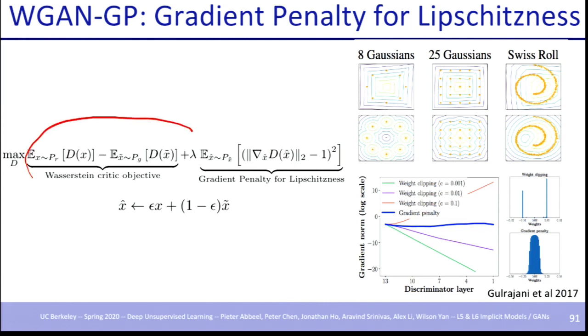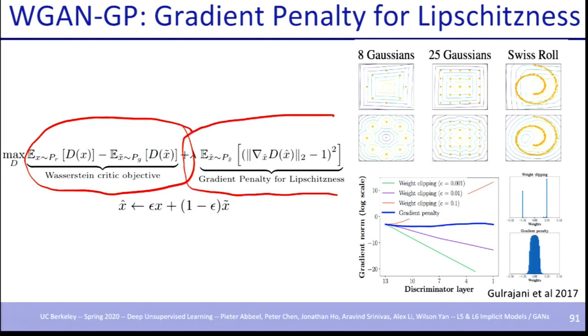This is the Wasserstein objective that you already saw. And the way they enforced Lipschitzness was just using weight clipping. In this paper, the addition is another term for the gradient penalty of the discriminator with respect to its input. So what is Lipschitz? You're trying to make sure that the derivative of your function with respect to your input is not going to be too big, right?